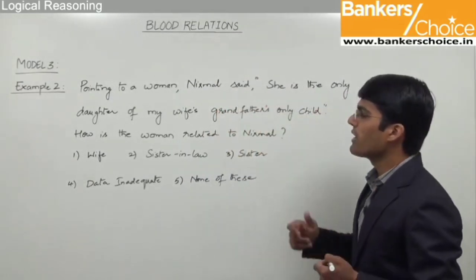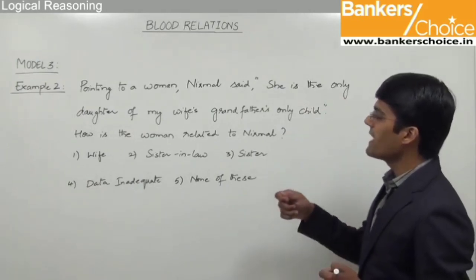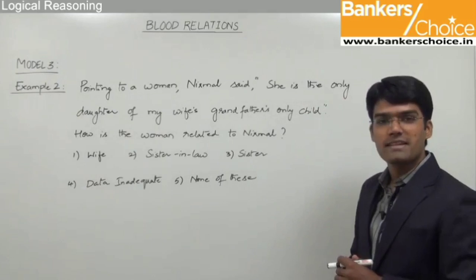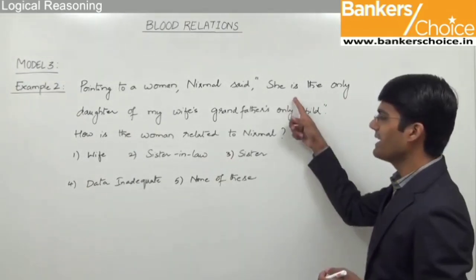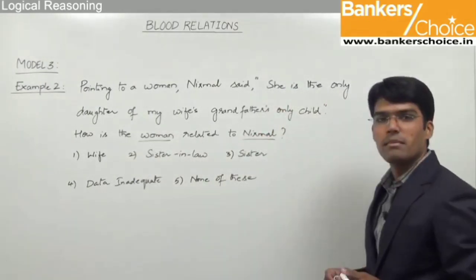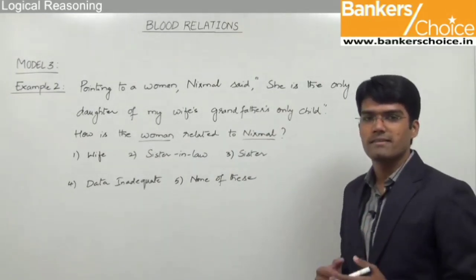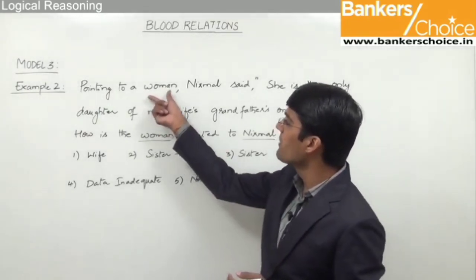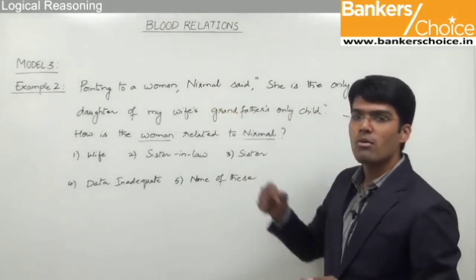The question here is, pointing to a woman, Nirmal said, she is the only daughter of my wife's grandfather's only child. So as you can see, this is a really complicated statement, and the question is, how is the woman related to Nirmal? So from this statement, we need to decide the relationship between the woman and the person Nirmal. As I've already mentioned, to solve these type of questions, we first need to identify the speaker of the statement and whom he is talking about. As you can see here, pointing to a woman, Nirmal said. So very clearly, Nirmal is the speaker and he's talking about the woman.